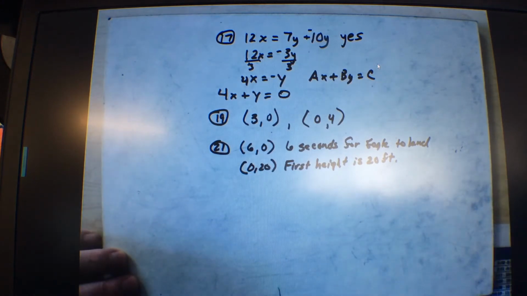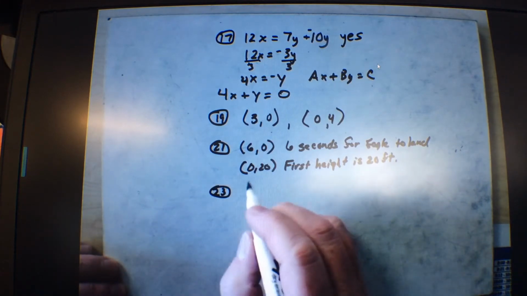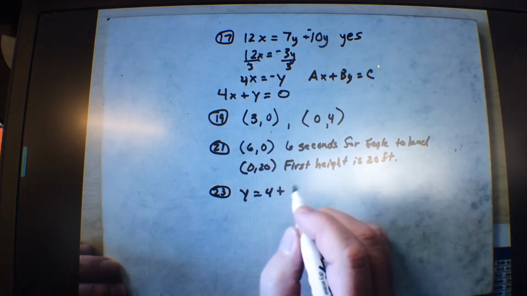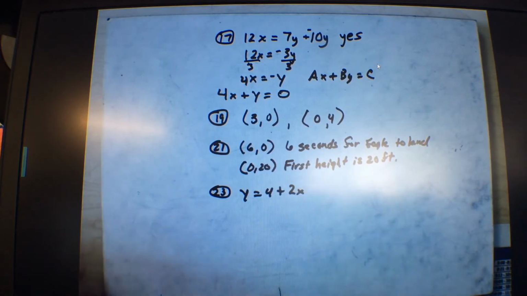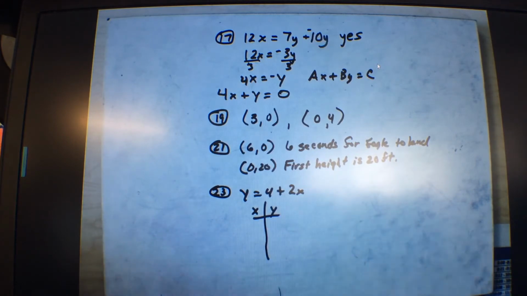Remember these from yesterday. I'm going to start with number 23. Number 23 says y equals 4 plus 2x, correct? All right. I use an x and y, I use a t-table, correct? Remember we called this a t-table.